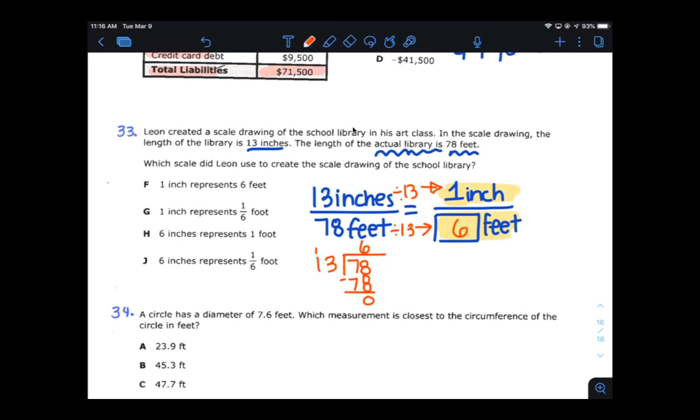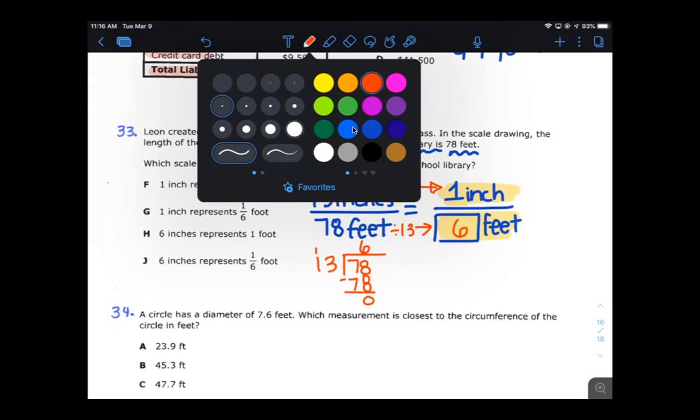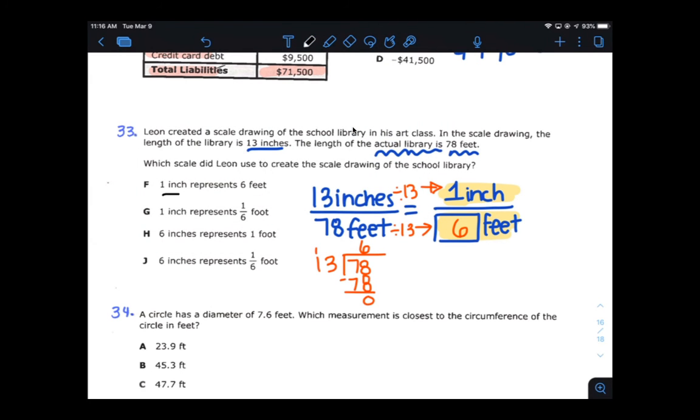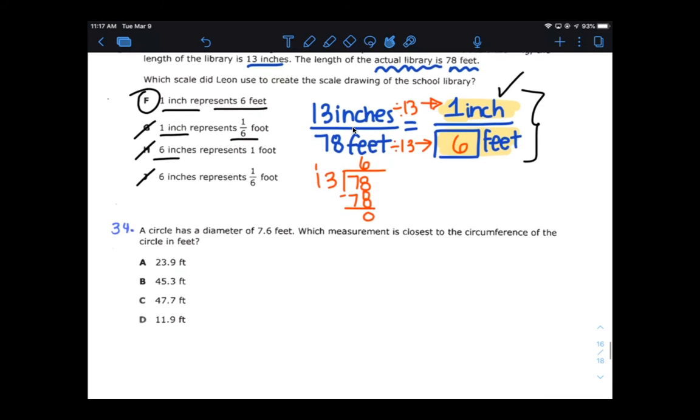So let's go ahead and read the choices. The first one says 1 inch represents 6 feet. That's exactly what we have here. This one, 1 inch represents a sixth of a foot. 6 inches? No, I have 1 inch right here. 6 inches? No, right? The correct answer is letter F. There you go. Then 34.